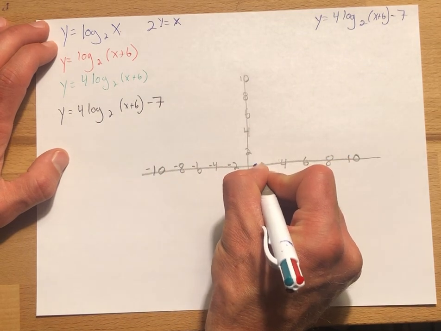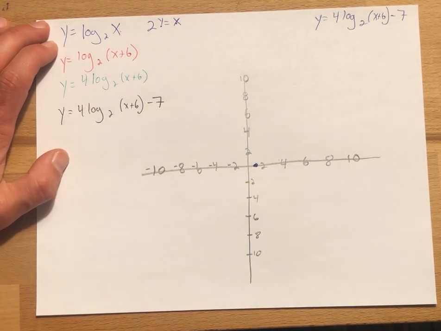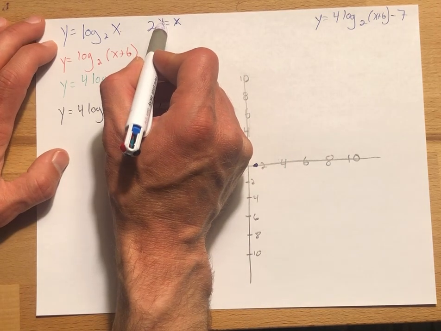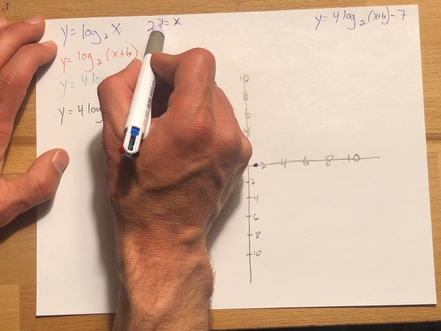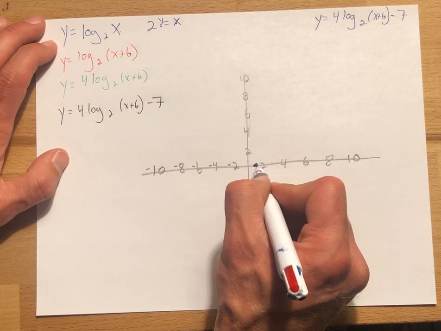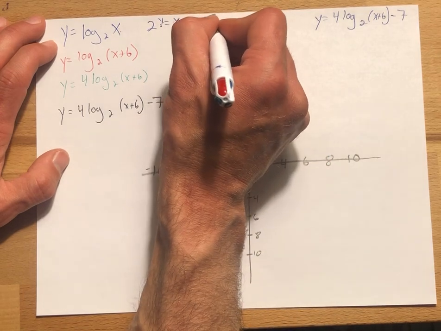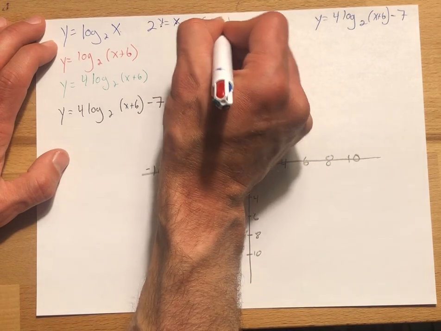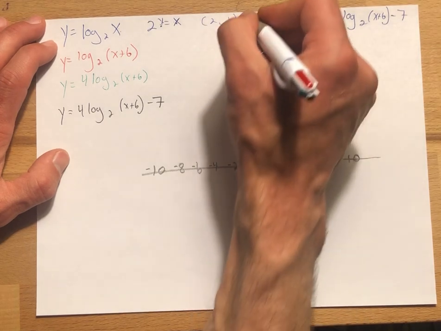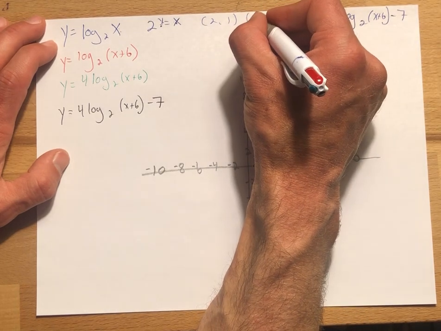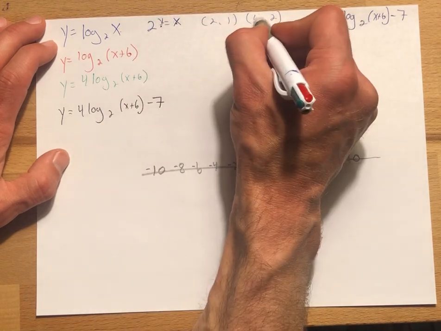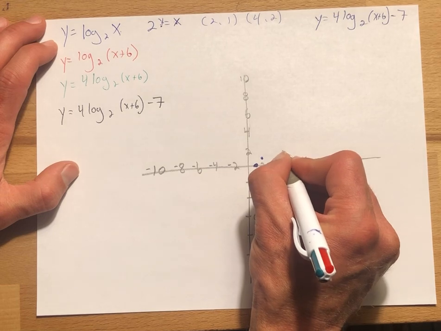Notice how your x-intercept is usually always 1. And then I'm going to plug a 1 into my y. If I plug a 1 into my y, 2 to the first is 2. So if I plug a 1 into my y, I'm going to get 2 for my x. So 2 and 1. Now, if I plug a 2 into my y, 2 squared is 4. This gave me a coordinate of 4 and 2.